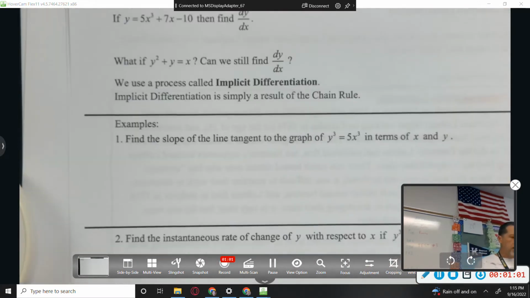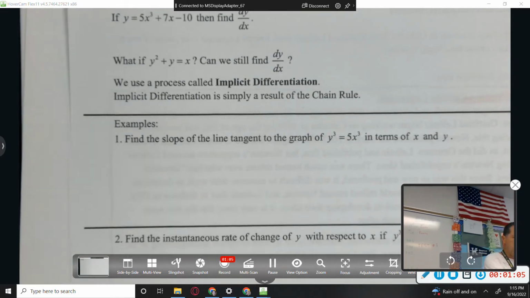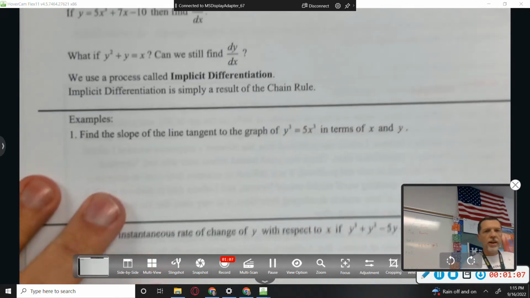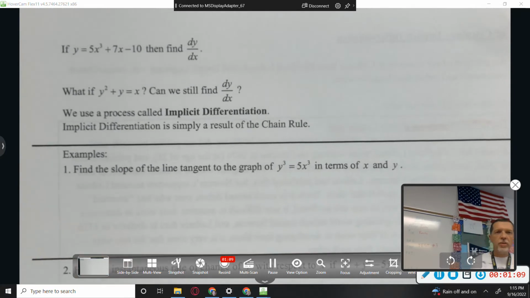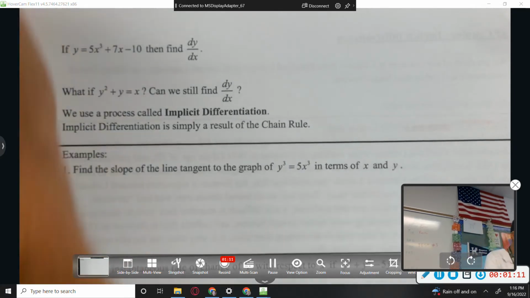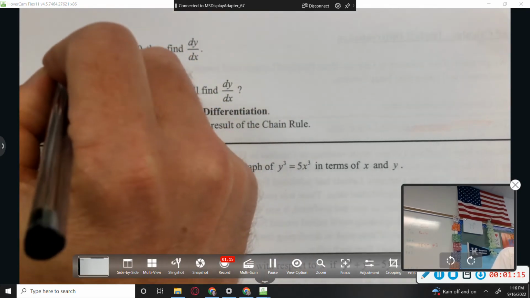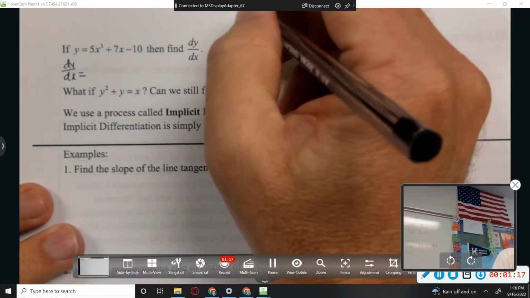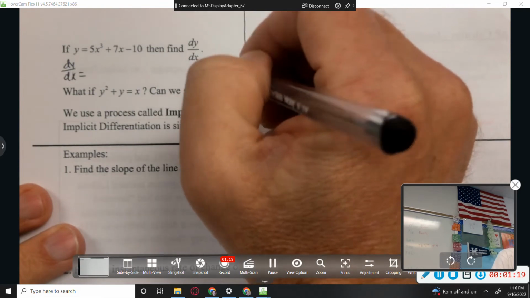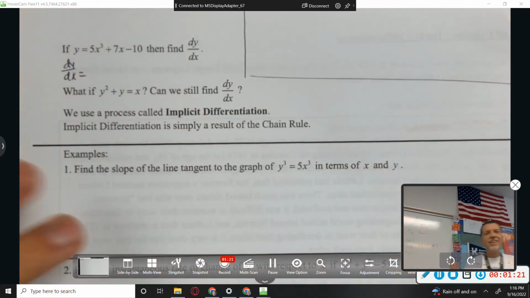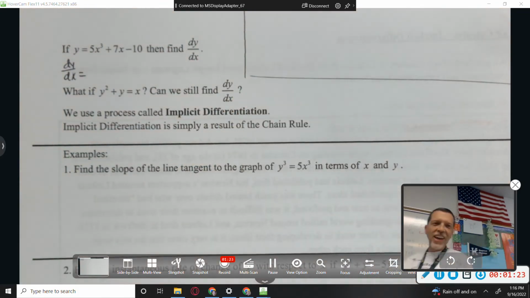Okay, top of the next page. y equals 5x cubed plus 7x minus 10. Find dy/dx. That's pretty easy. I want you to find it right here because we're going to do some other stuff over in that corner right there. So take 5 seconds and find dy/dx. I'm not even going to press pause on the video because you should be done by now.